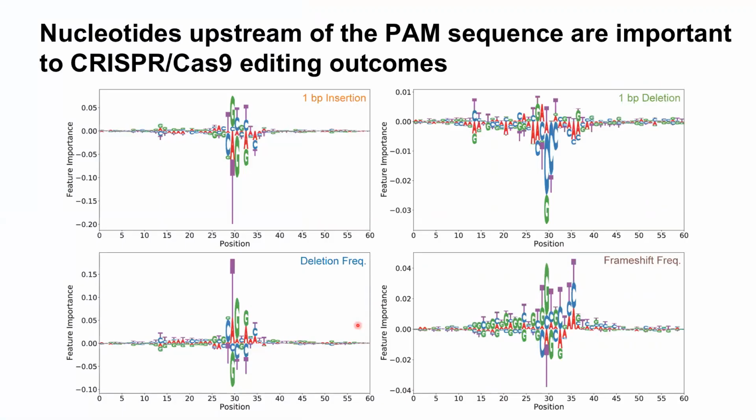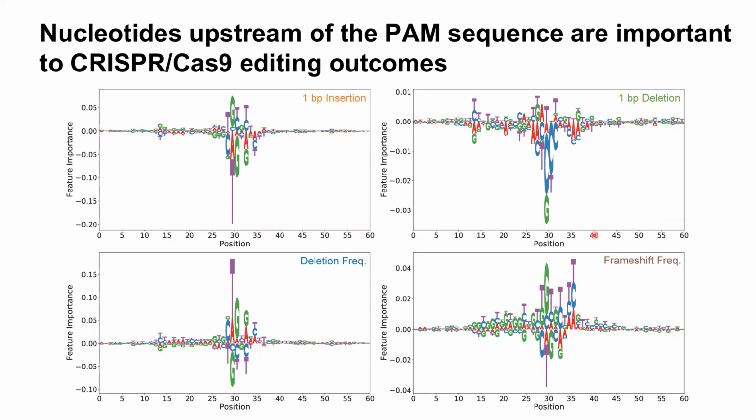And since CROTON was performing so well and does not utilize any manual feature engineering, it was important to elucidate how CROTON made predictions from a raw input sequence. So we conducted a technique called in silico saturated mutagenesis for CROTON. So shown here are some representative plots for 1 base pair insertion and deletion probability prediction, as well as deletion frequency and frameshift frequency. So essentially in here, these plots show the average importance values that CROTON computed over multiple sequences in the test dataset.